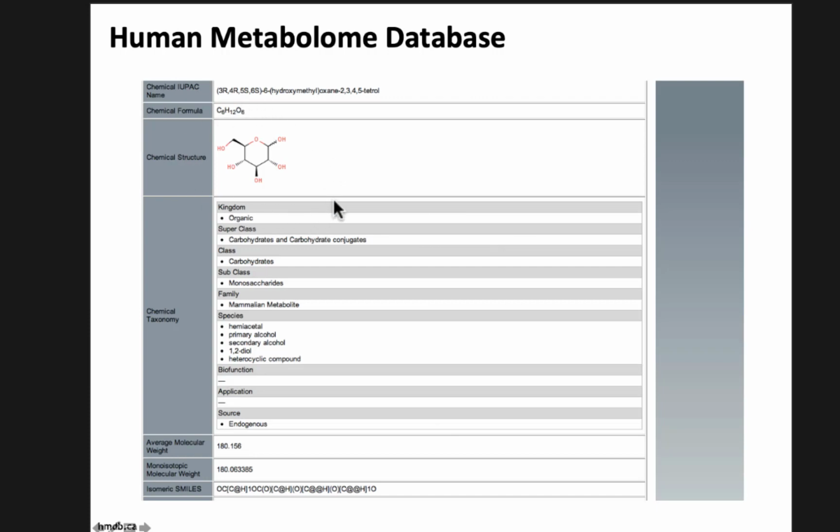Well, of course, the molecular structure. You get some hierarchical classification. So this is an organic compound that is a carbohydrate, a monosaccharide, and belongs to the mammalian metabolites. And then you have sort of some annotation on the chemistry, where it belongs, and then, of course, the monoisotopic molecular weight, the average molecular weight. And this here, who has ever seen something like that?